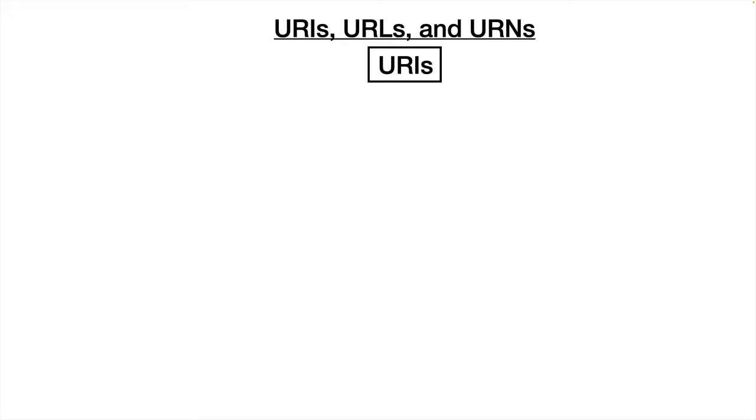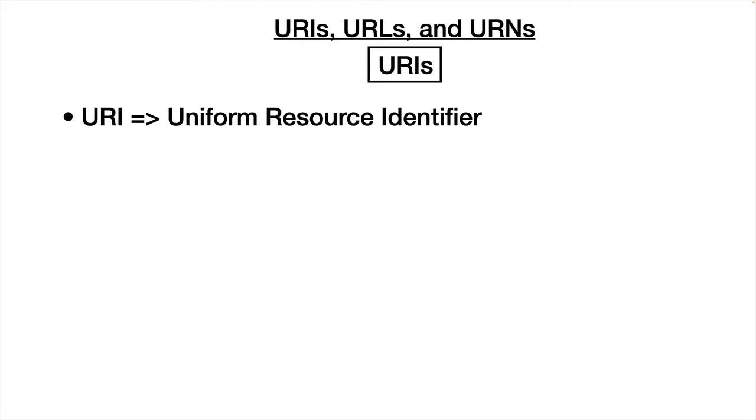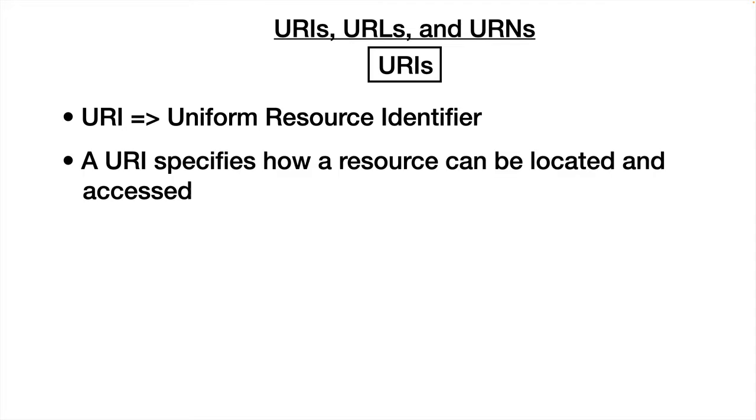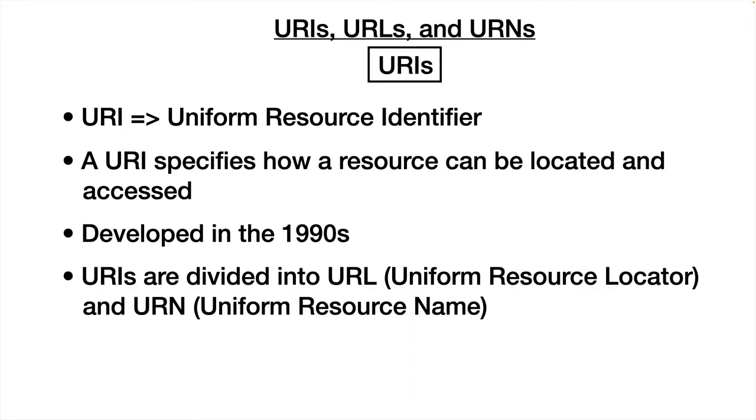So the first thing I want to talk about is what is a URI. A URI is a Uniform Resource Identifier. There are two different types of URIs, URLs and URNs, and their purpose is to specify how a resource can be located and accessed. These were originally developed in the 1990s. And a URI is divided into a URL and a URN.